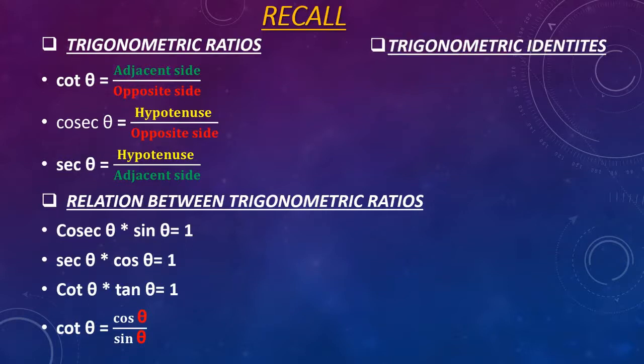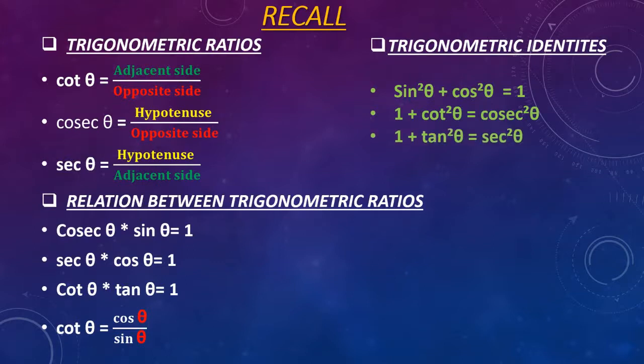Next are the trigonometric identities. Sin square theta plus cos square theta is equal to 1. 1 plus cot square theta is equal to cosec square theta. 1 plus tan square theta is equal to sec square theta.